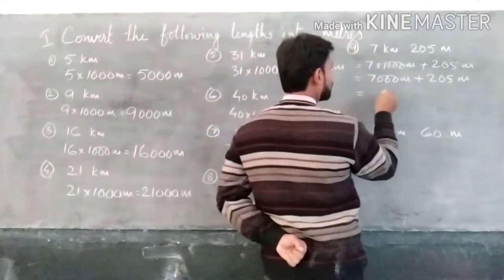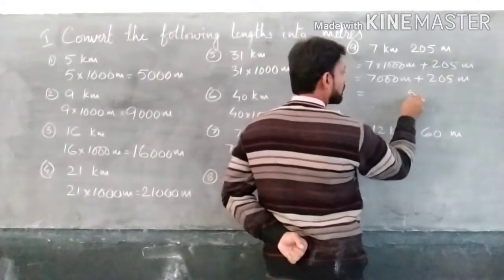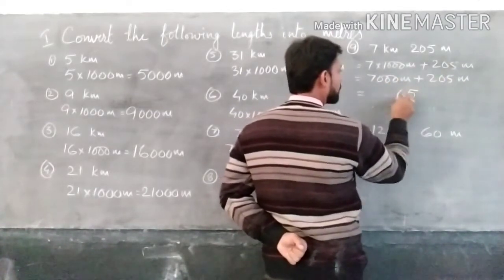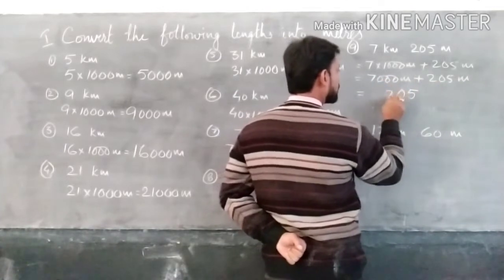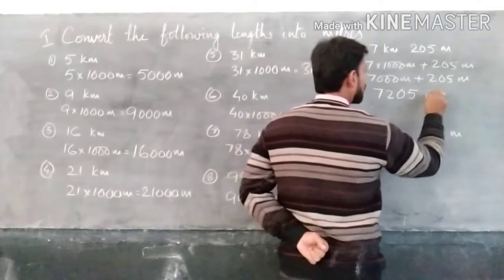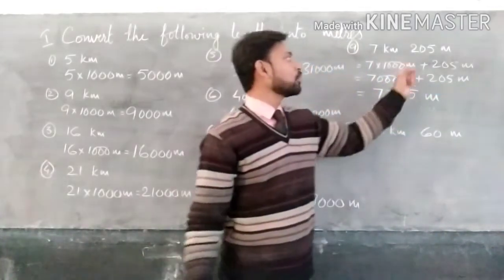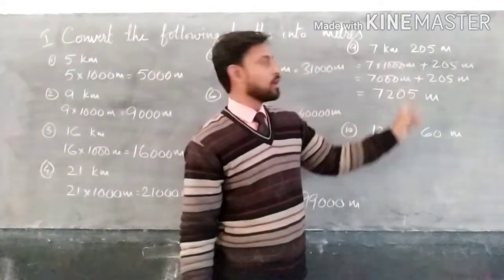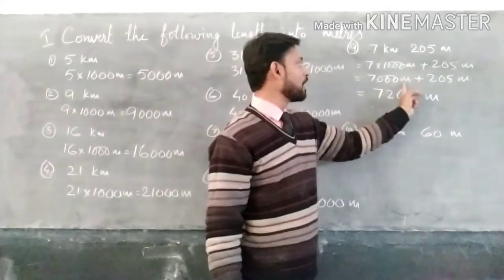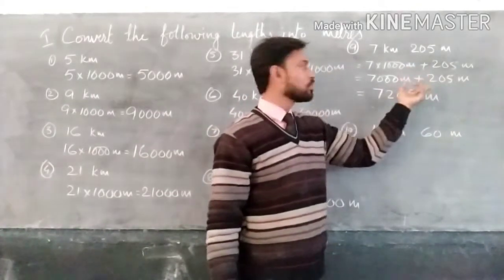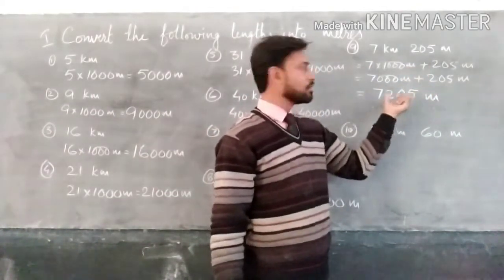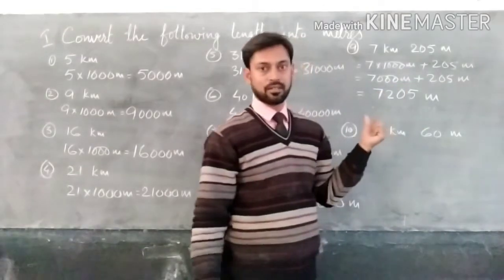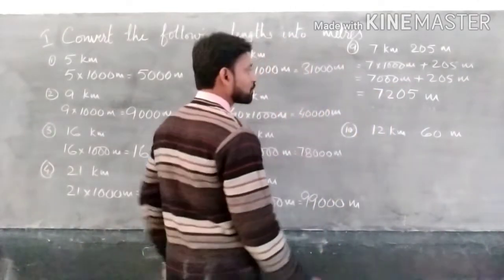So this can be added by placing 1s with 1s, 10s with 10s, then 100s with 100s, then 1000s. Always remember you can't add two different units. So here we have meters and meters. Now you can add these two. Is that clear?